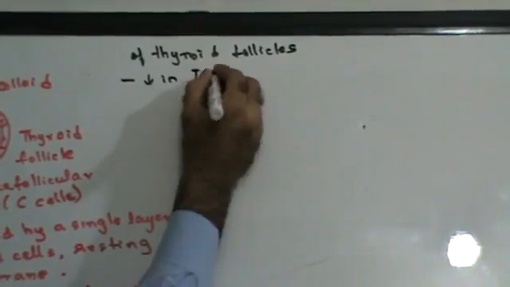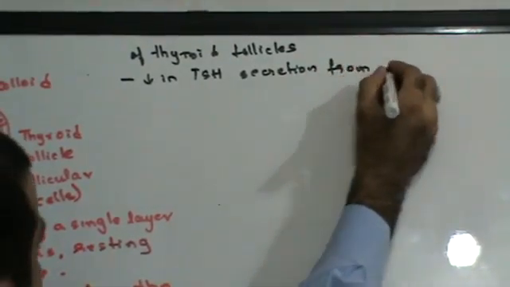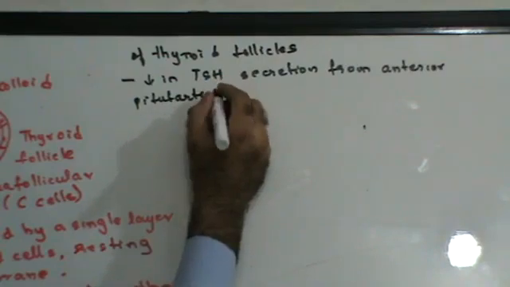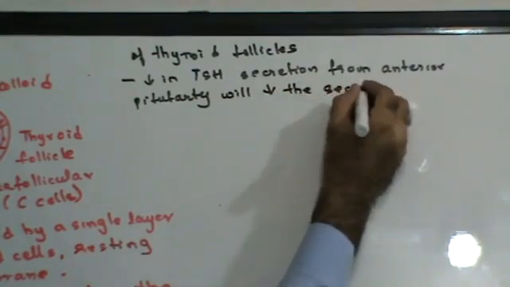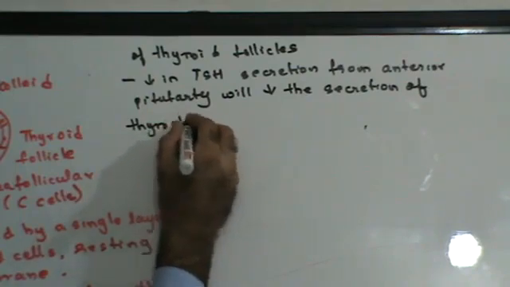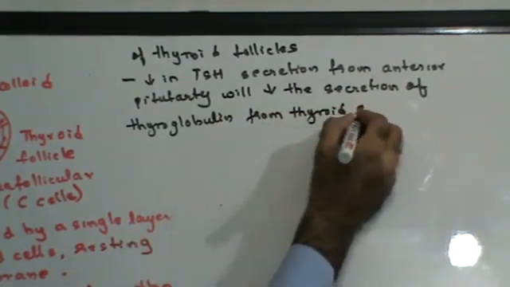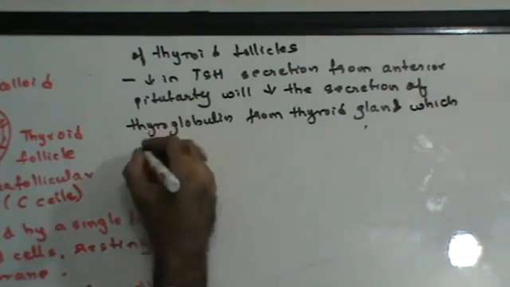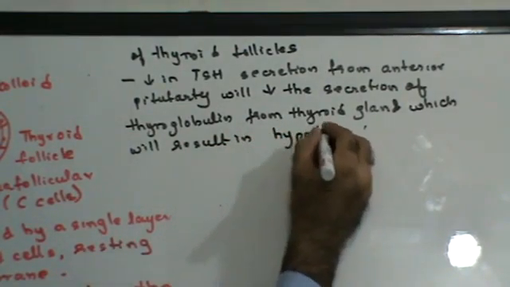Decrease in TSH secretion from anterior pituitary will decrease the secretion of thyroglobulin from thyroid gland, right, which will result in hypothyroidism.